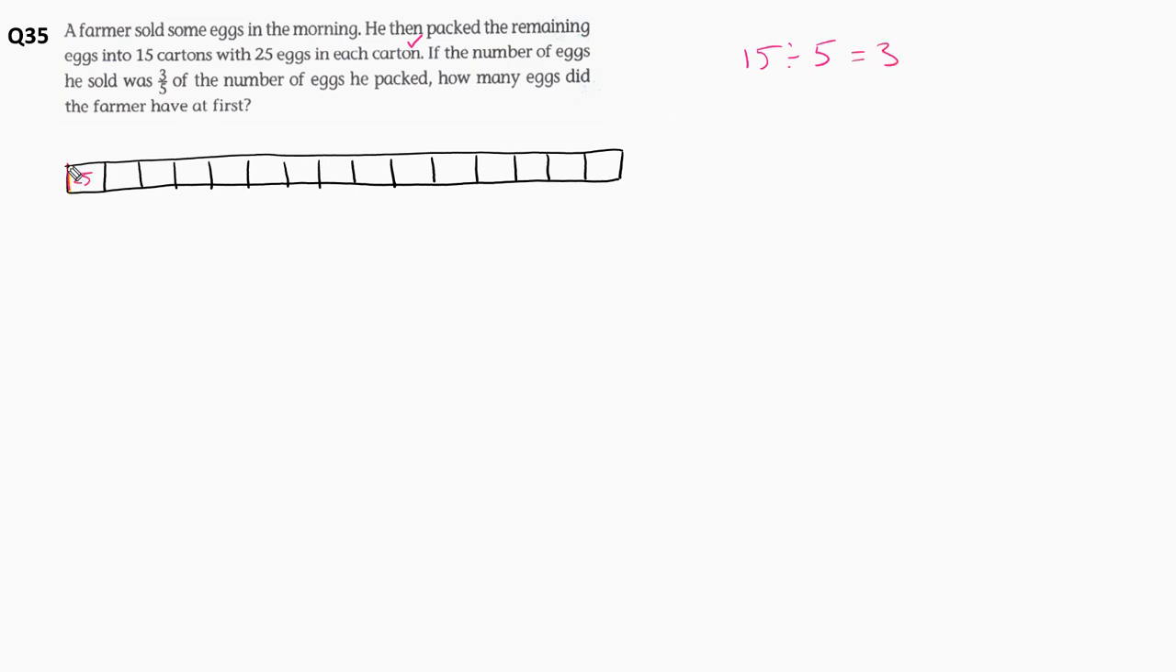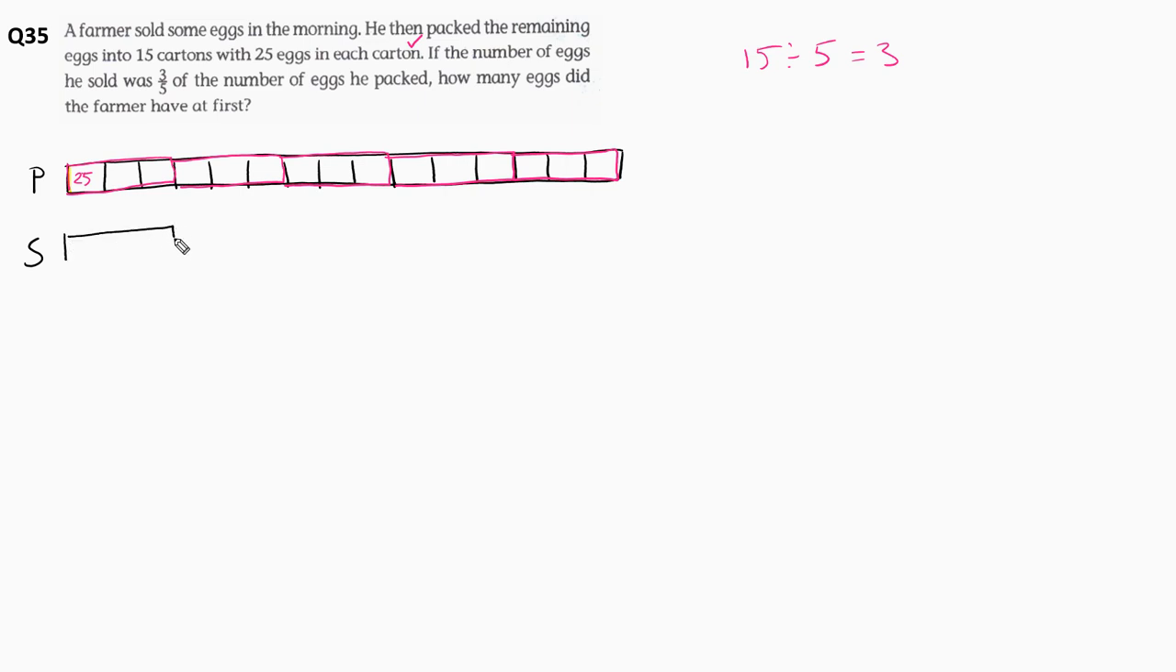So we could sort of divide this where, all right, each of these blocks, 1, 2, 3, 4, 5, represents a fifth of the eggs that he packed. And so this is, I should label this. This is the eggs that were packed. And the eggs that were sold, we're told, if the number of eggs he sold was 3/5 of the number of eggs that he packed.